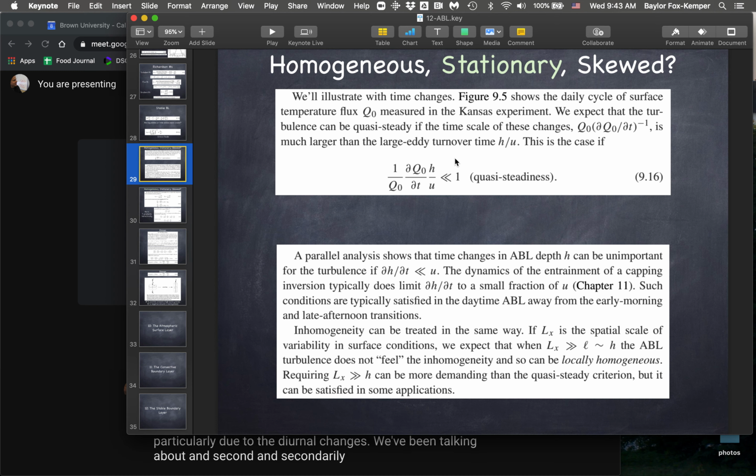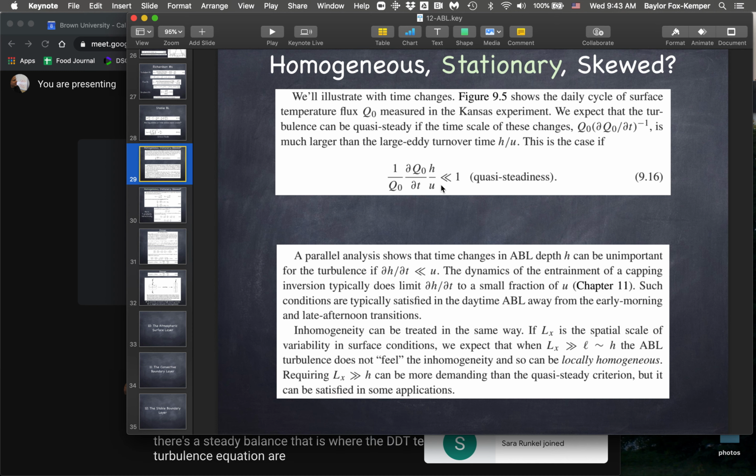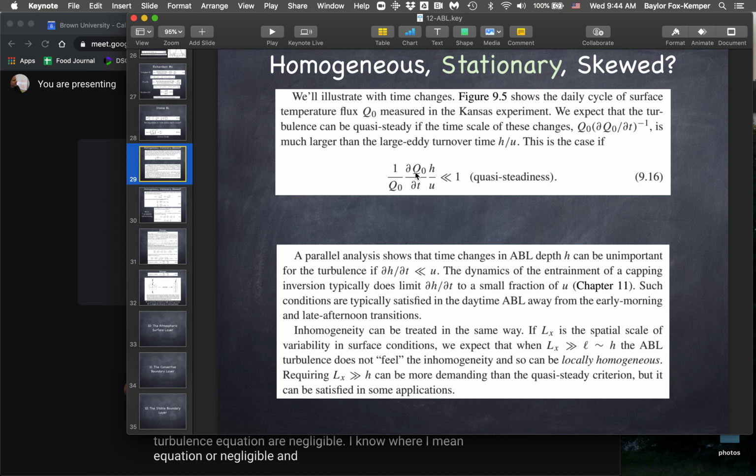Secondarily, there were kind of mesoscale features and other things that were being advected into and out of the domain of interest. Gusts essentially, and those were also affecting whether or not you were steady or not. So you can really only assume that there's a steady balance, that is where the d/dt terms in the turbulence equation, or in the mean equation, are negligible, and the d/dx, the horizontal gradient terms, are negligible. It's something like a balance like this.